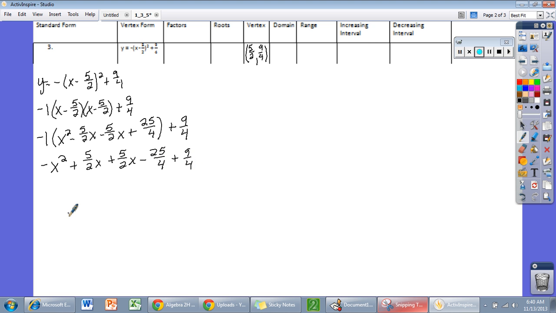Now we can combine everything together. It looks like I dropped my y equals at the beginning. I really didn't want to do that, so I'll put it back in. Negative x squared, 5 halves x plus 5 halves x is 10 over 2 x, which is really 5x. And negative 25 fourths plus 9 fourths is negative 16 fourths, which is really just negative 4.